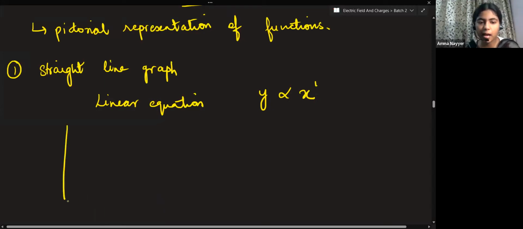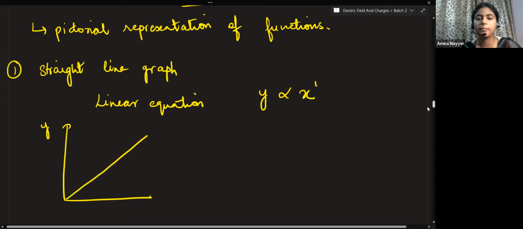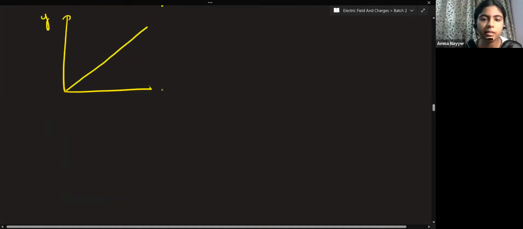So in this, what happened? If I increase x by 1 unit, then y will also get increased by 1 unit. If I double x, then y will also get doubled. If I triple x, then y will also get tripled. Why? Because both of them are linearly dependent on each other. So if this is a graph between x and y, this is how it will come. Straight line. A graph between x and y. This shows linear dependency of the graphs.